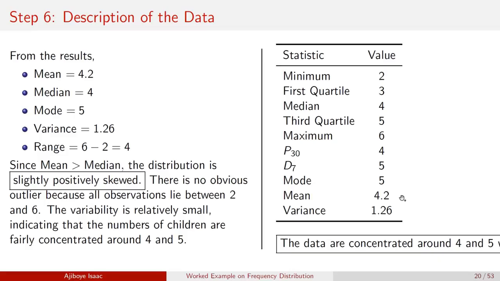So this is the description of our data. The mean is 4.2, median is 4, mode is 5, variance is 1.26, range is 6 minus 2, that is the maximum minus minimum, which is equal to 4. And then to describe the data, we'll see that our mean is greater than the median, and that shows positive skewness. And in this case, since the difference is not much, it is slightly positively skewed. There are no obvious outliers because all observations lie within the range, right? The variability is relatively small, indicating that the numbers of children are concentrated around 4 and 5.